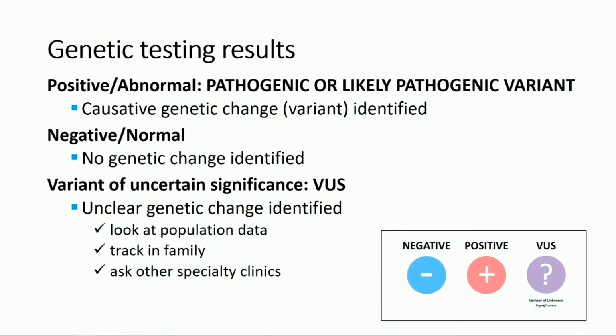So as geneticists, we look at population data and see how frequently it is described. Has it been described in the general population? Has it been described in someone with aortic disease? Oftentimes we need to track it in the family. So if multiple people have aneurysms, does that gene change track in all of those people with disease? And is it absent in people without disease? And then we have a great cohort of aortopathy centers of excellence all across the United States, so we certainly ask each other for advice.